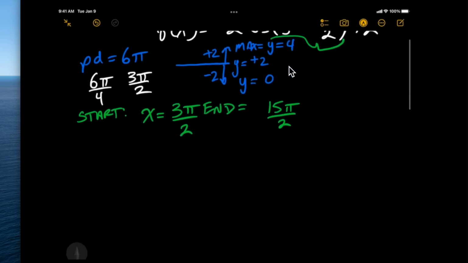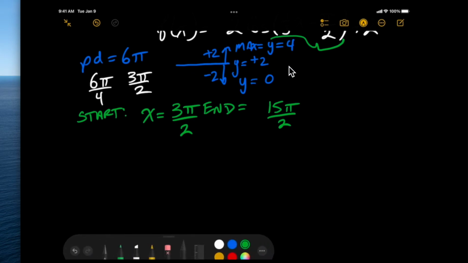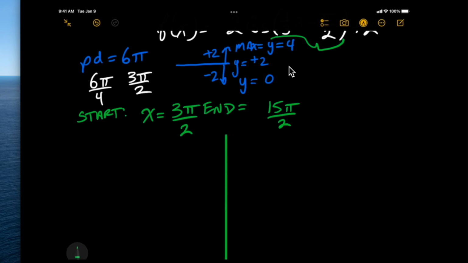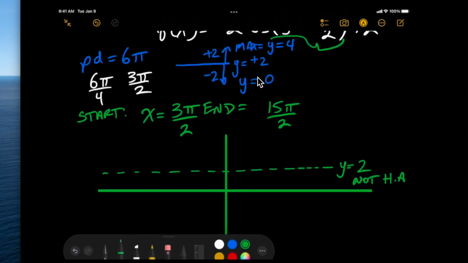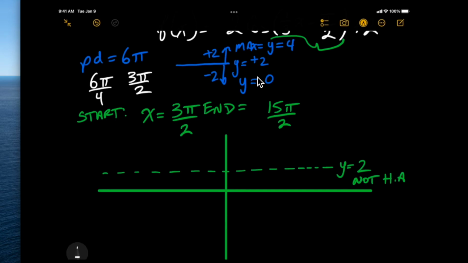When I graph, I like to first set up the middle and then my minimum and maximum points. So recall the middle of the graph based on the vertical shift is going to be at y equals positive 2. So I put a dotted line here at y equals 2, and I write down that this is not a horizontal asymptote. Next, we're going to take our minimum and maximums that we determined by applying the amplitude. Recall our maximum is going to be at 4 and our minimum is going to be at y equals 0. Next, I'm going to place my starting point at 3 pi over 2, my ending point at 15 pi over 2.